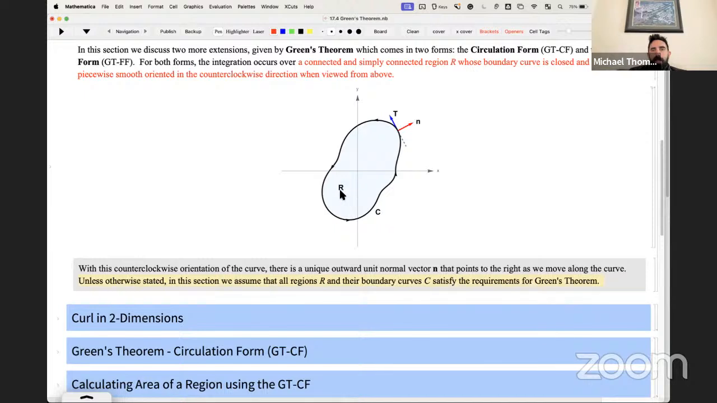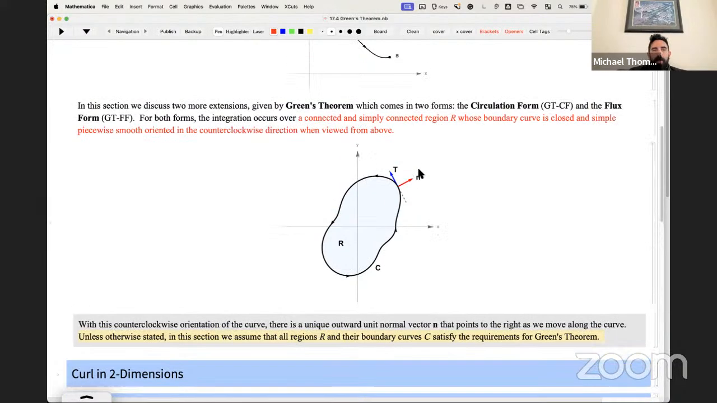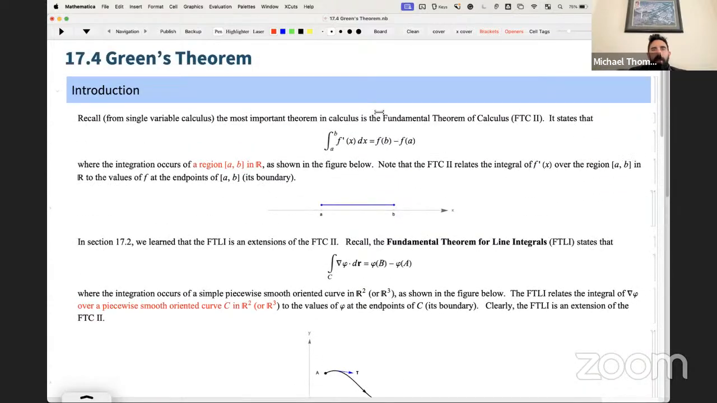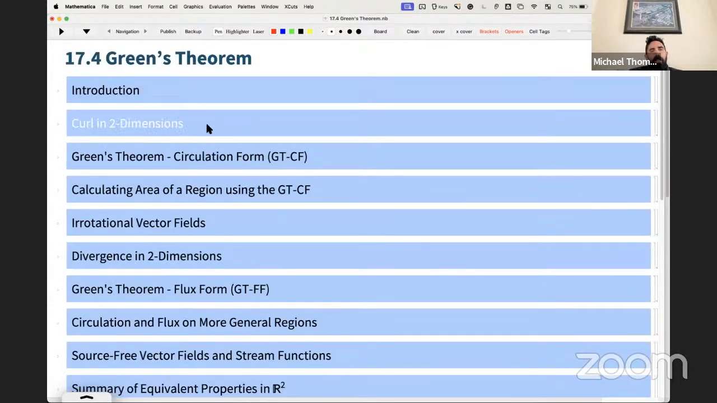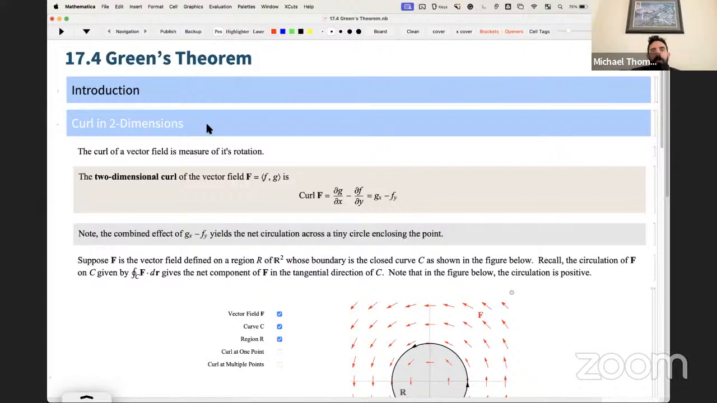Okay. All right. So for all of the problems that we deal with in this section, you can assume that your regions look like this. Okay. So the region R will look like so, and the boundary curve will be wrapped in this kind of counterclockwise direction. All right, so before we get to Green's theorem, we need to know what curl is.